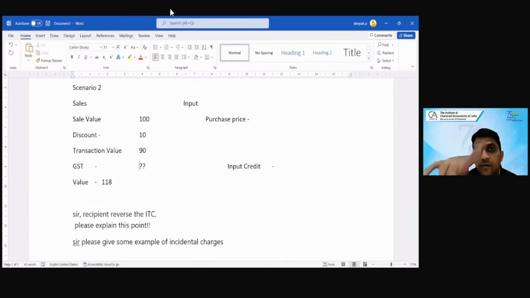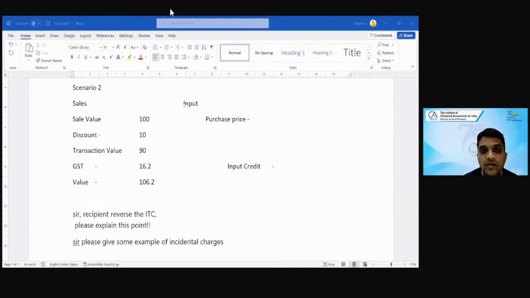So GST I will pay at 18% on 90 rupees, which is 16.2. Clear? It will not be 18% of 100, because if I give a discount, then I have to reduce the discount and charge GST. So the total value will be 90 plus 16.2, which is 106.2. Got it?